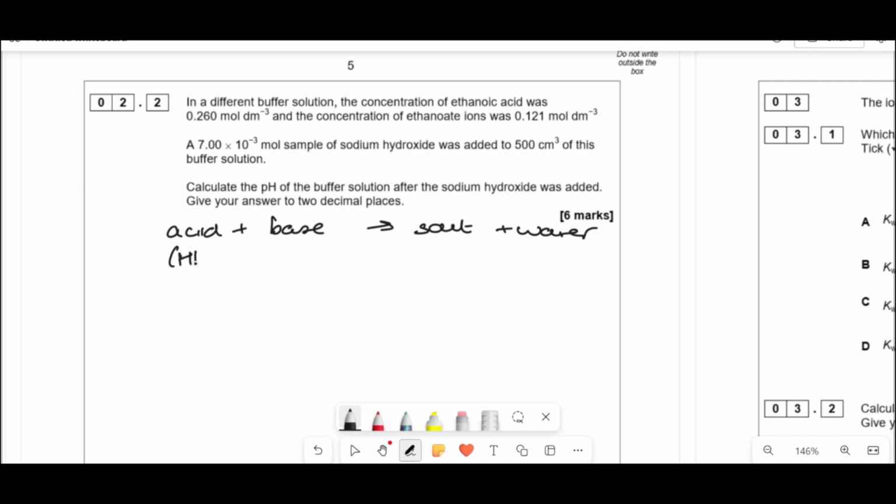So an acid is always HA in this context, a base is always OH minus, a salt is A minus, and the water, we don't care about, is H2O, but it doesn't appear in any of your Ks. And that's right, unless it's Kw.